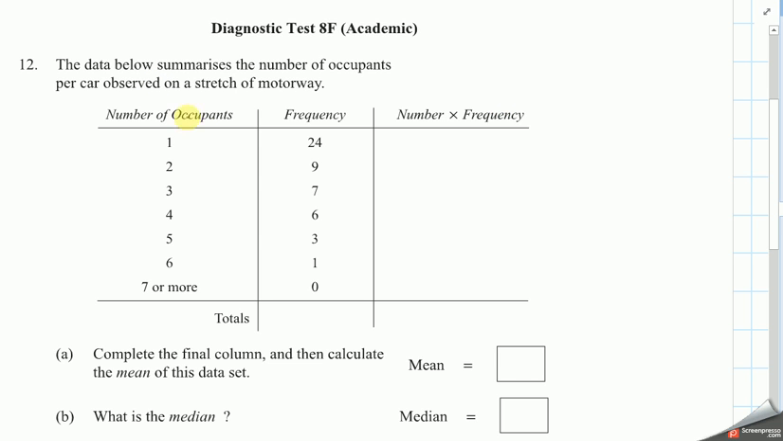We have here the number of occupants, which is the thing we're actually counting. We are counting occupants of cars, so this is my data value. All my averages are saying is, what does a normal car look like? How many occupants does it have? The frequency, therefore, is the number of cars being seen. So when we come to do the averages, we're trying to find numbers in this first column, where a lot of people mess around with the frequency too often.